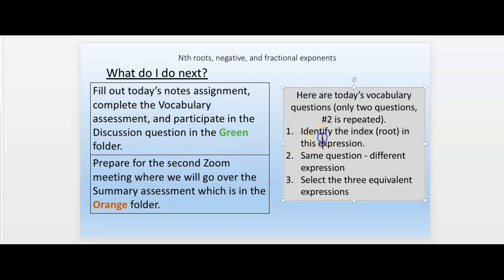All right, here's today's vocabulary questions. All right, question number 2 is actually repeated, so it's just 2 questions you have to select there. Identify the index and select 3 equivalent expressions.